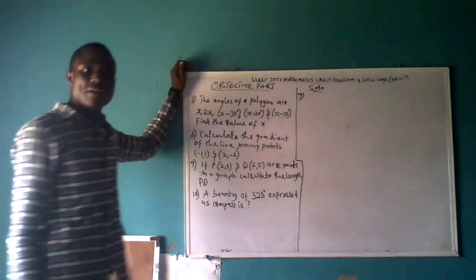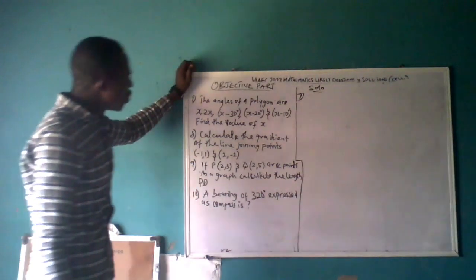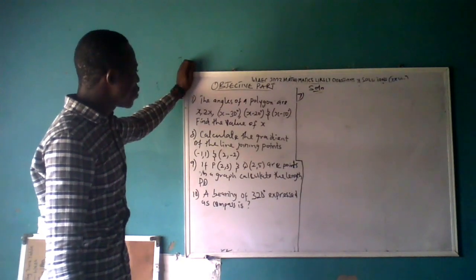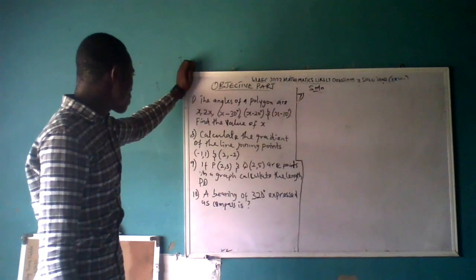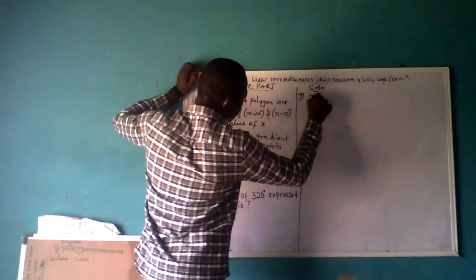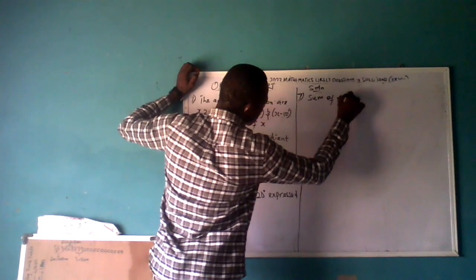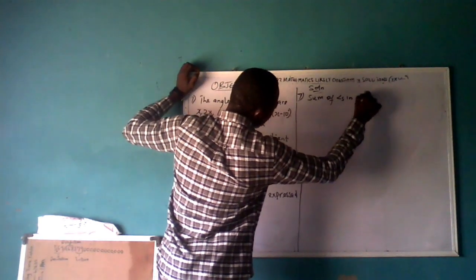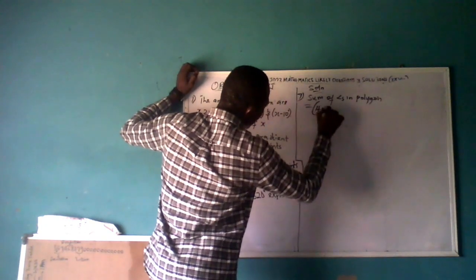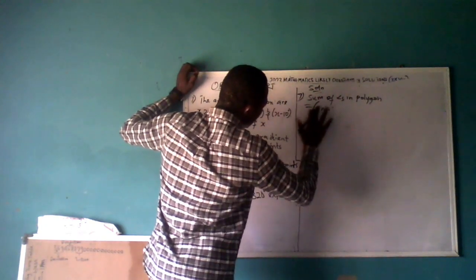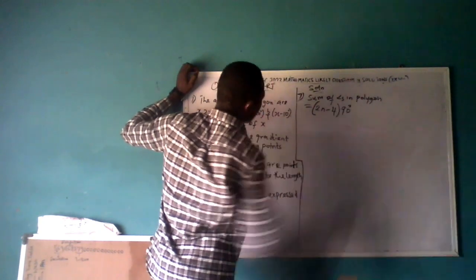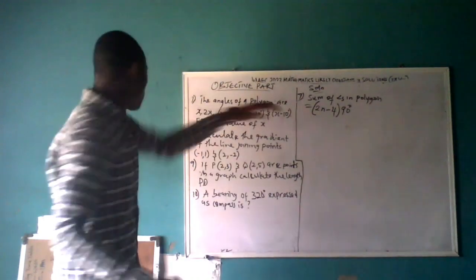Okay, let's take question number 7. The angles of a polygon are x, 2x, x minus 30, x minus 20, and x minus 10. We have to find the value of x. Recall that the sum of angles in a polygon is given as (2n minus 4) multiplied by 90 degrees.